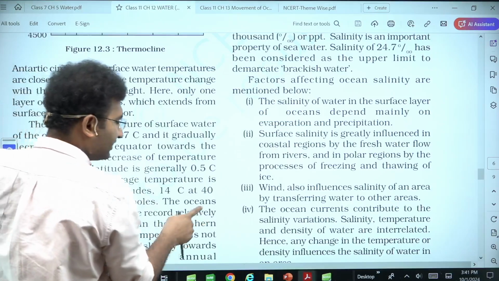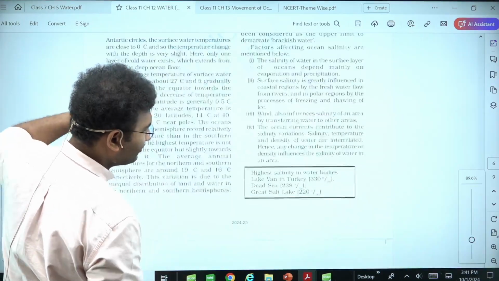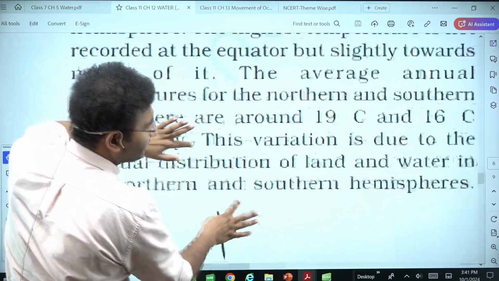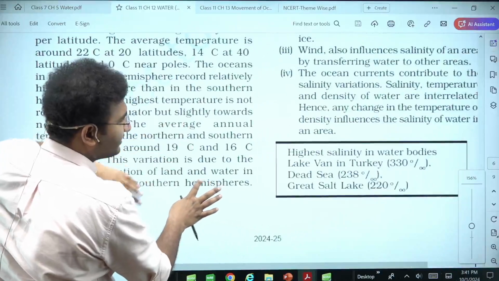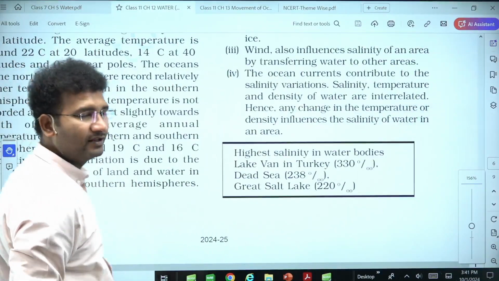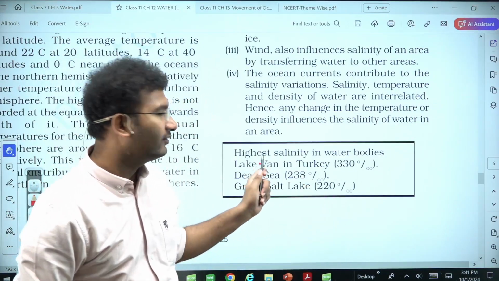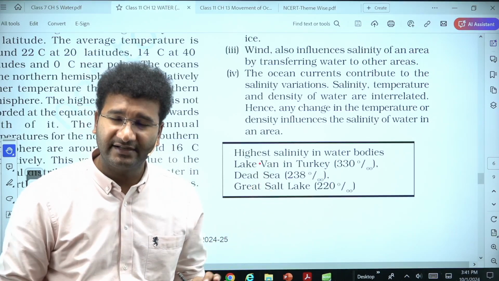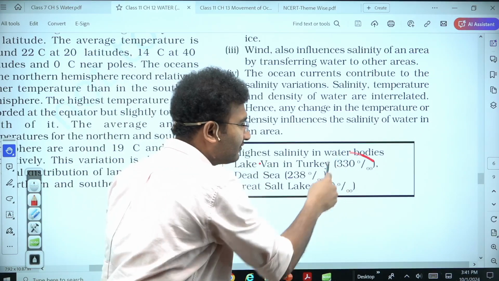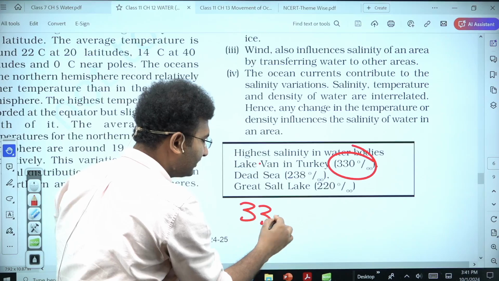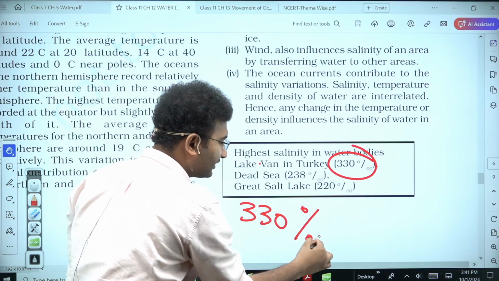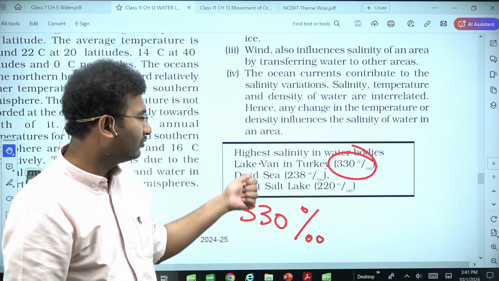We'll try to understand all of this in detail, but let me ask you, where do you find the highest saline water? The highest saline water in the world, you will find in Lake Van in Turkey, and it's not the Dead Sea. It is Lake Van. That is 330 parts per thousand. This is how it is represented. How much is the Dead Sea?